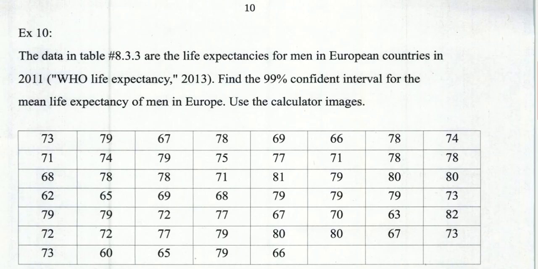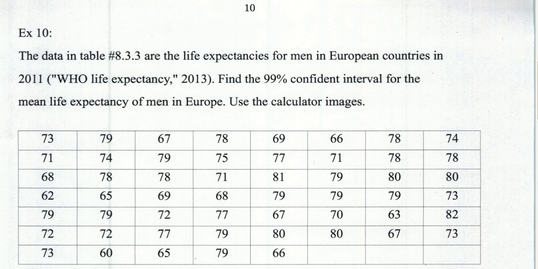Okay, our last example of a confidence interval for population means. So example 10, the data in table 8.3.3, you can find it in your book, are the life expectancies for men in European countries in 2011. And that's where the data came from, the World Health Organization. Find the 99% confidence interval for the mean life expectancy of men in Europe. And I've got the calculator images down there to help you out.